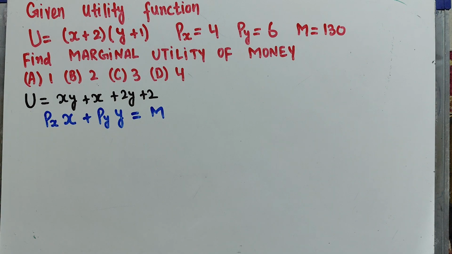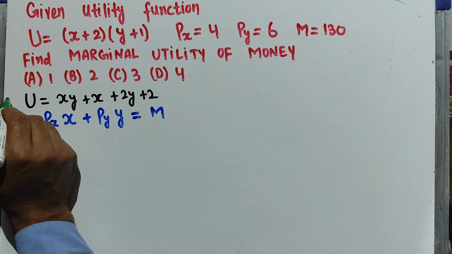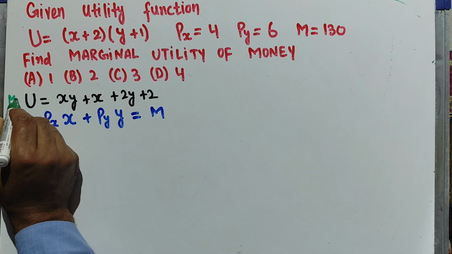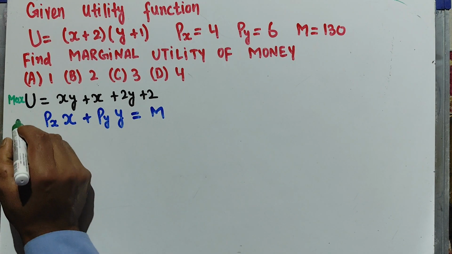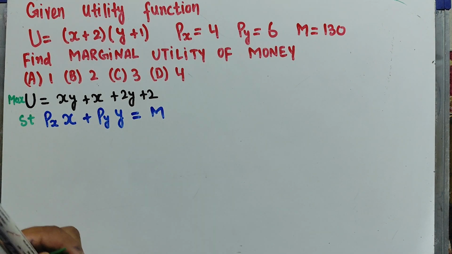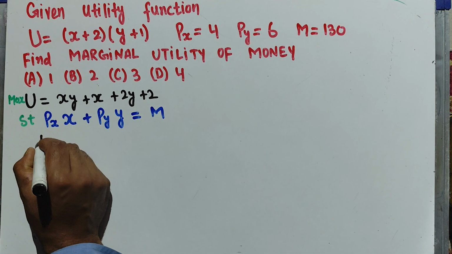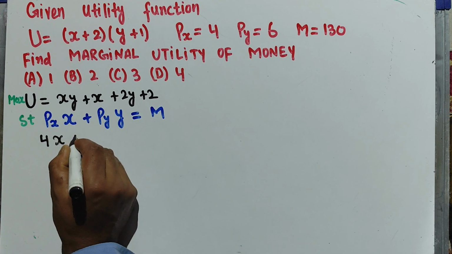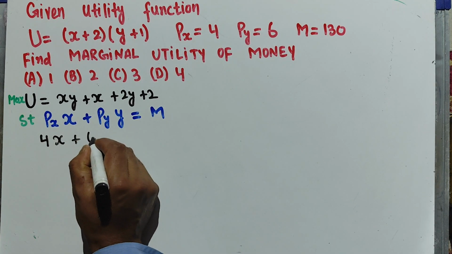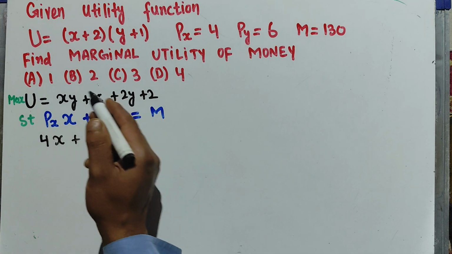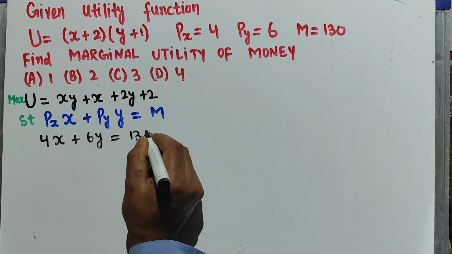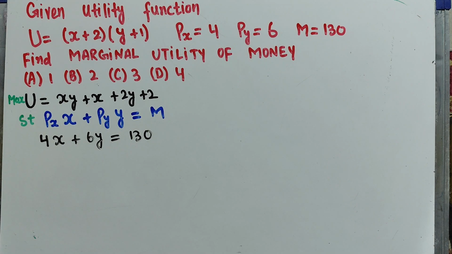So the endeavor of the consumer is to maximize the utility. Let me write it here. Consumer wants to maximize utility subject to this budget constraint. And let us write this budget constraint into the specific form. We are being given the value of price of x is 4. So I write it like this: 4 times x plus price of y is 6, so 6 times y should be equal to the income of the consumer, which is 130. Now we apply the Lagrange's method.